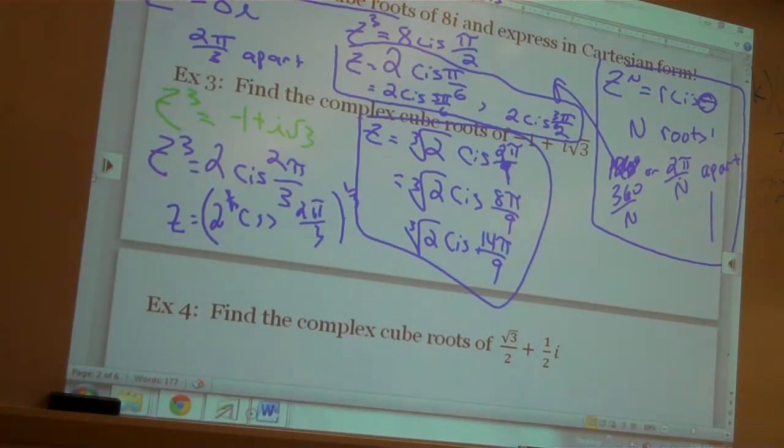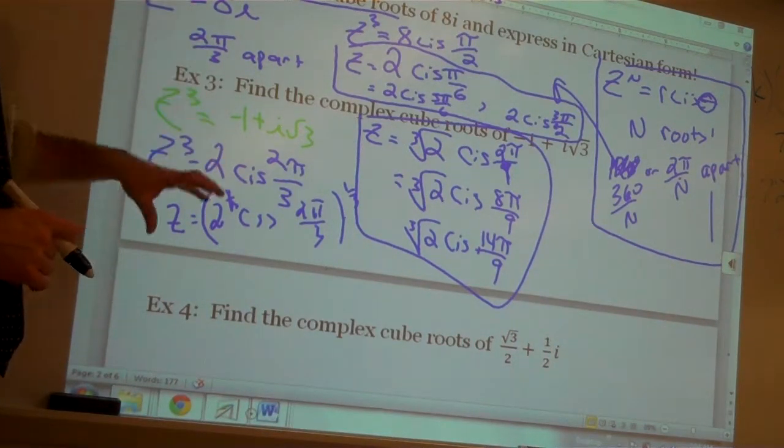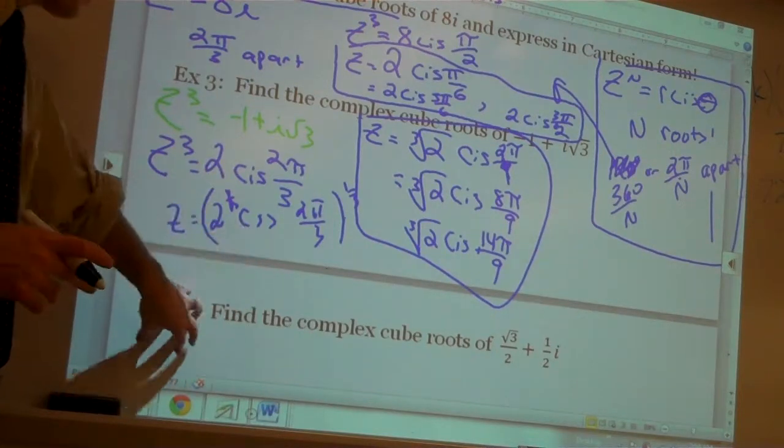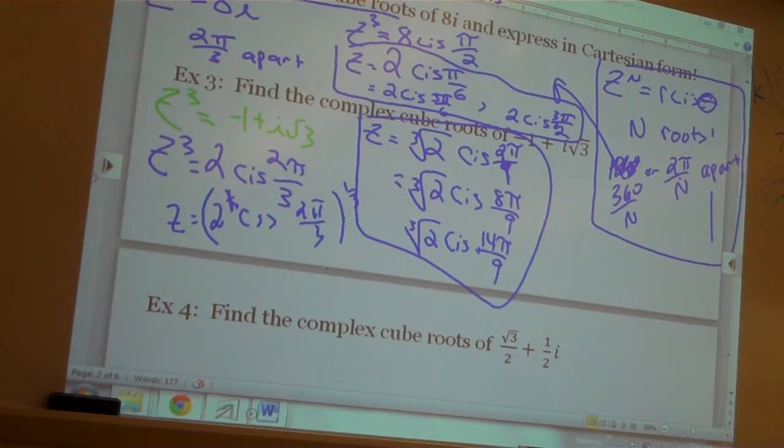All right, so now you've seen those two cube root questions. I want you to take a second, well, more than a second, work with your group, see if you can find the complex cube roots on number 4.